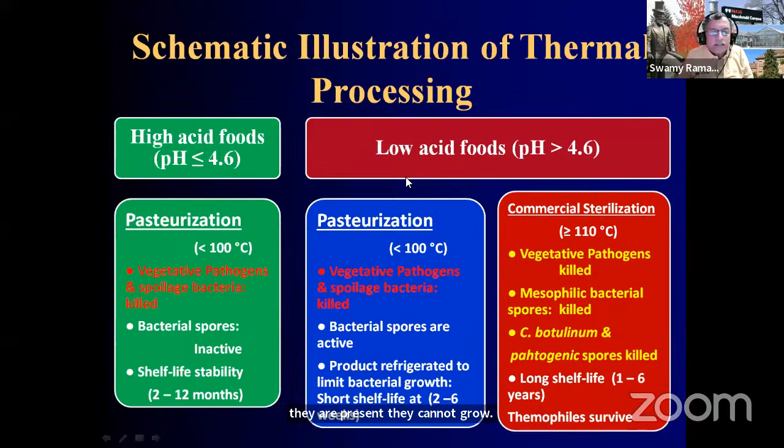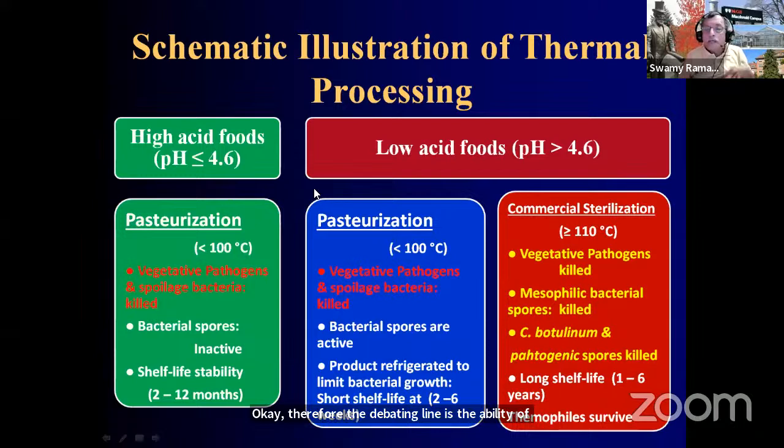I summarize them here. First of all, as I said, the foods are classified into two groups, high acid and low acid, and the dividing point between these two is a pH of 4.6. Why 4.6? It is the minimum pH required for the growth of Clostridium botulinum. Below this pH, none of these spore-forming bacteria are able to reproduce. Therefore, the dividing line is the ability of spore-forming bacteria to grow. Since they don't grow at pH below 4.6, we don't need to kill them.